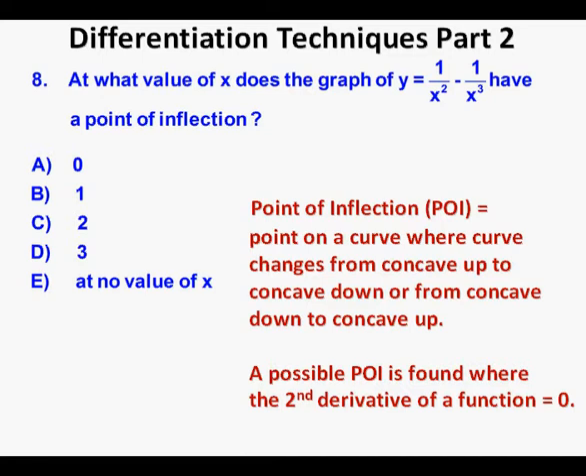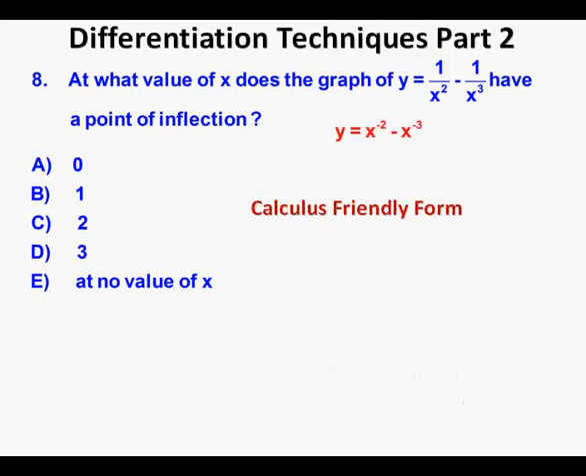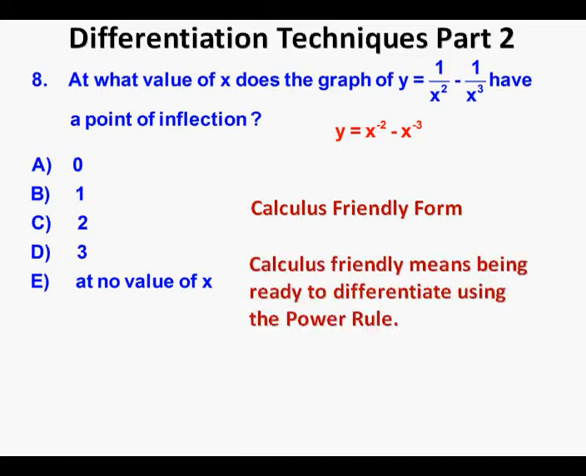This is something you have to know, or you should know at this point in your calculus career. To get prepared to differentiate, we'll rewrite the function in what I call calculus-friendly form. In calculus-friendly form, we have y equals x to the negative 2 power minus x to the negative 3 power. Why do I call this format calculus-friendly? Because from this form, it's a lot easier to use the power rule to differentiate.